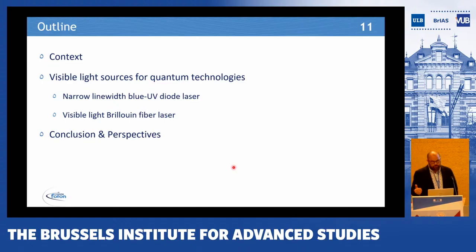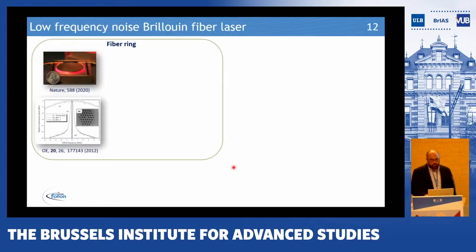So I will jump to the second part of my talk and present you another kind of architecture that we can use, which is based on a visible light Brillouin fiber laser. Such Brillouin fiber lasers have been used already, not in the visible, but at telecom wavelengths, also in the context of quantum technology. Here you have a realization of a Brillouin fiber laser at 1.5 micron, that is transferred to 78 nanometers for a rubidium clock by using nonlinear conversion.